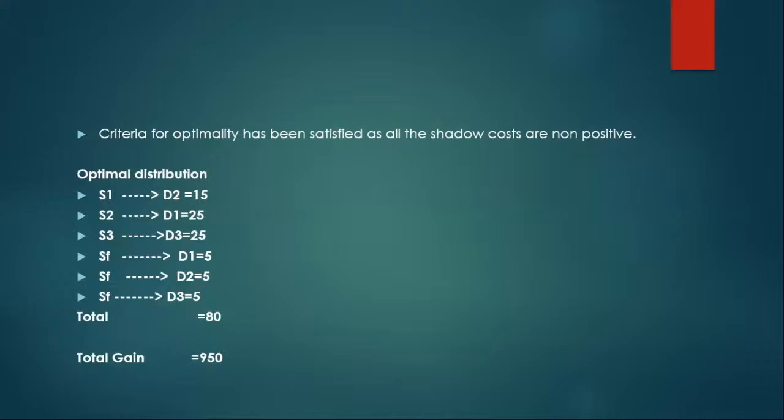The fictitious source will supply destination 2 5 units. The fictitious source will supply D3 5 units. So the total is obtained. Total equals to 80. Total gain is equal to 950. So here is our total gain, our profit, because it cannot be maximized more than 950. Thank you. That's it from us.